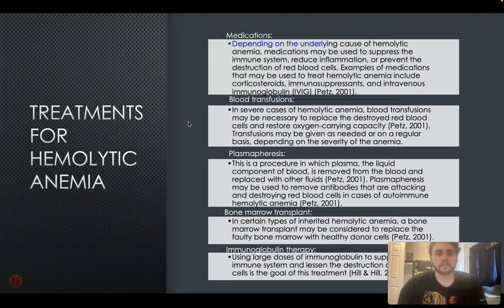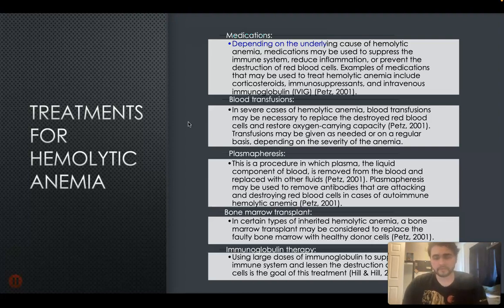So there are a couple of treatments for hemolytic anemia. First, medications. Depending on the underlying cause of hemolytic anemia, medications may be used to suppress the immune system, reduce inflammation, or prevent the destruction of red blood cells. Examples of medications that may be used include corticosteroids, immunosuppressants, and intravenous immunoglobulin.